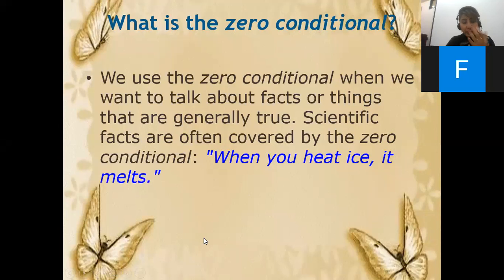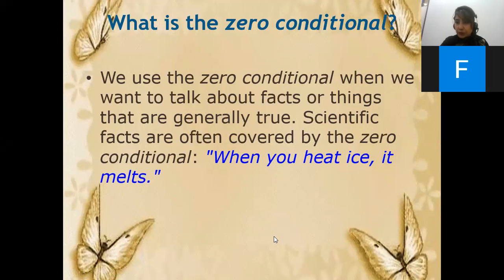Okay, let's talk about first conditional. Before we discuss what zero conditional is, I would like to know from you: can you please tell me what is first conditional? Just a recap of the previous topic. I would like to hear from you. Can you give me an example, just brief?